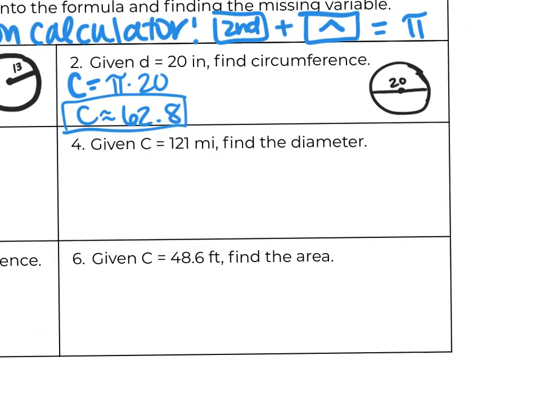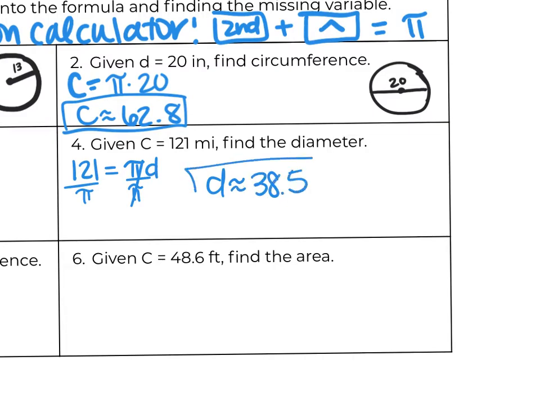Okay, now given circumference is 121, so instead of C, I write 121, find the diameter. So I want to use pi d since I'm looking for diameter, and I'll just divide by pi. So that gives me a diameter of approximately 38.5.